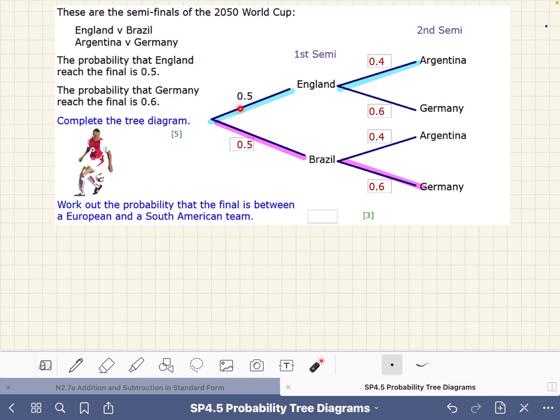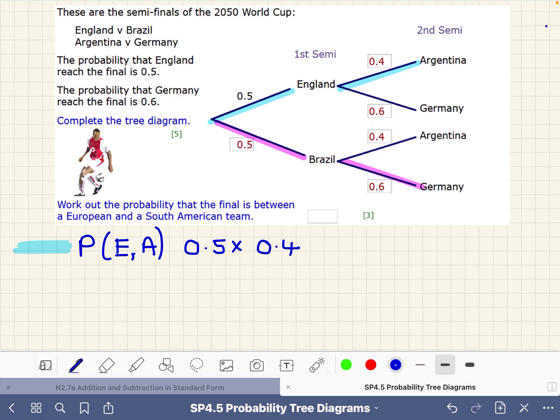Now when you go across the branches, you multiply the probabilities together, as we have the probability of England winning and Argentina winning. And the word "and" in probability, we should remember, means you multiply the values. So that means our first step, if we look at our blue branches, we would be looking for the probability of it being England and Argentina, where we have 0.5 for England and 0.4 for Argentina. We would multiply these two values together.